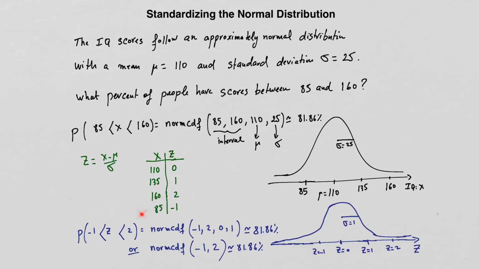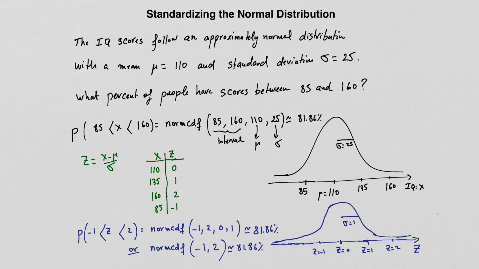So if you look at 85, notice 85 is 25 units below 110. If I subtract 25 from 110, I get 85. So I suspect the z score for 85 has to be -1. Well, if I put 85 minus 110, I get -25. And -25 over 25 is -1.